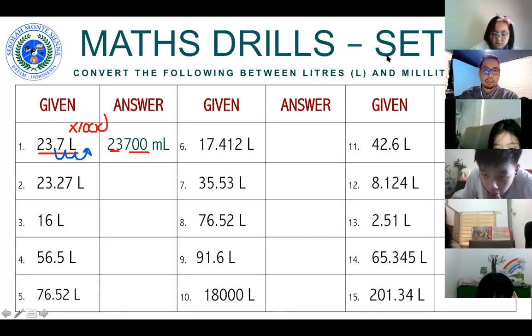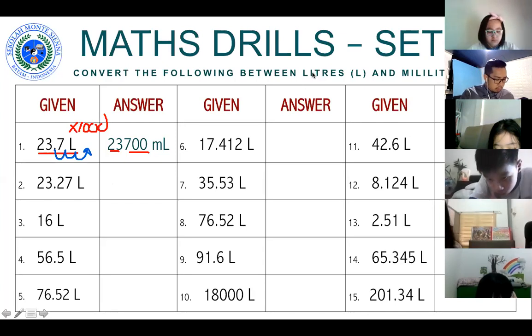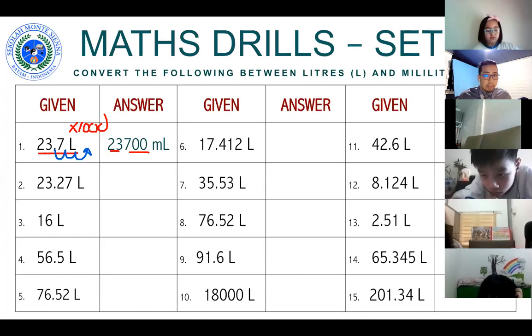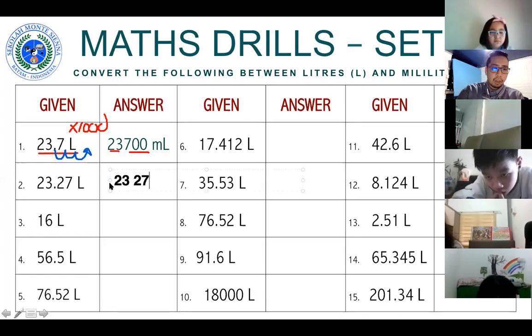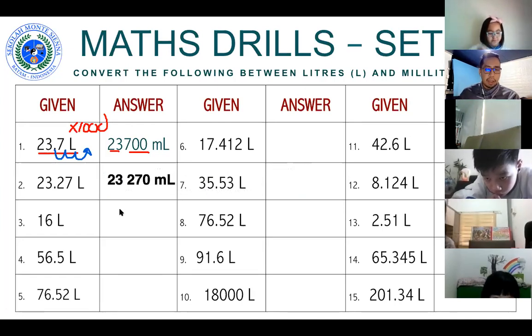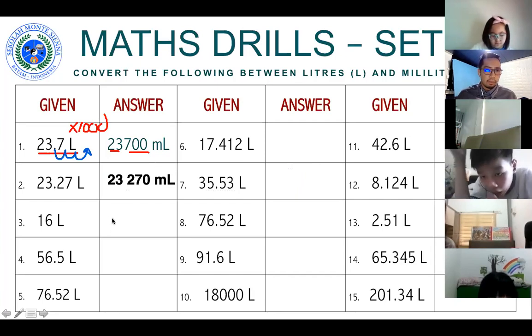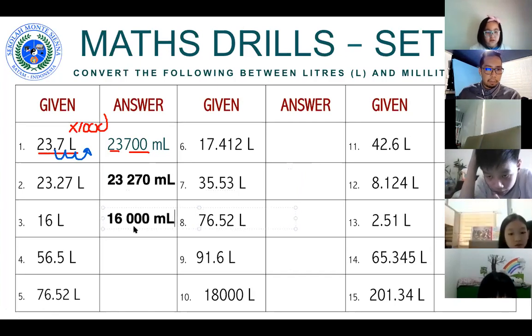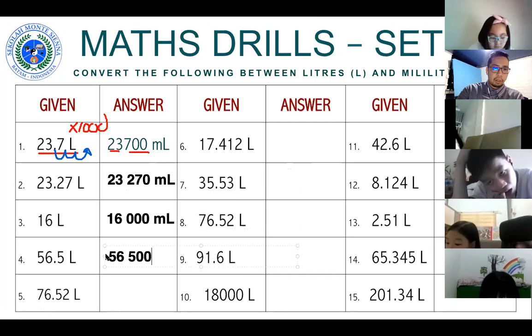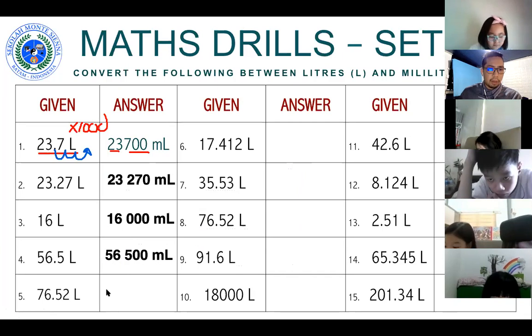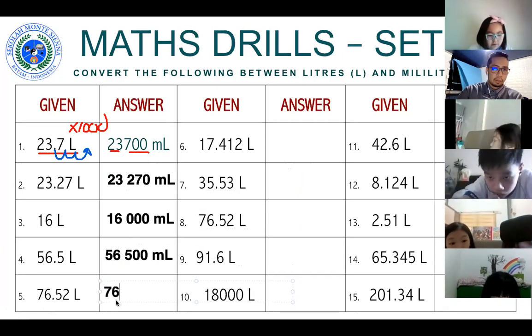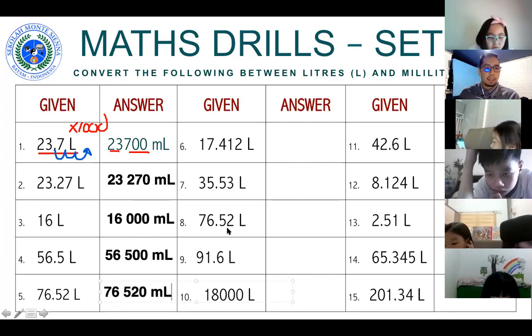Let's answer this together. Number one. What's the answer? 23,270 ml. Number three. 16,000 ml. Number four. 56,500 ml. Number five. 76,520 ml. Number six now.